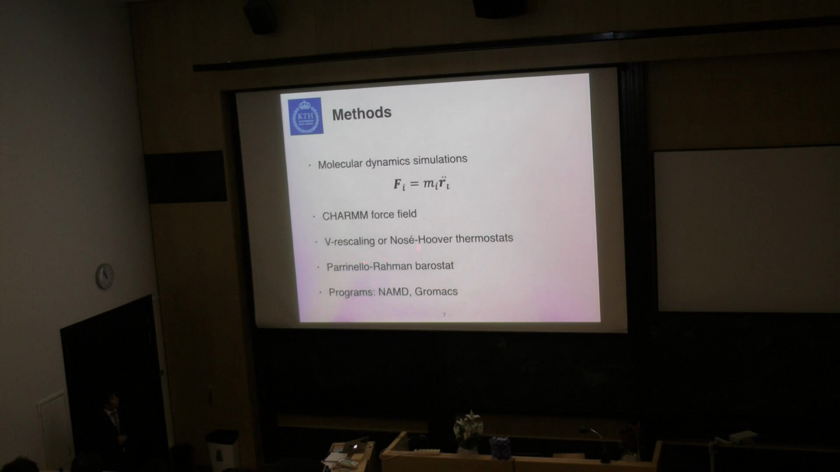The velocity-rescaling and Langevin thermostats were applied to control the system at a desired temperature, and the Parrinello-Rahman barostat was used to control the pressure of the system. The programs used in this thesis are LAMMPS and GROMACS.